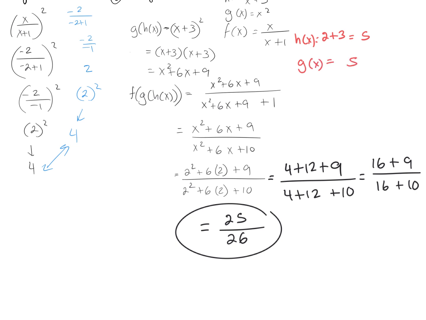So you get 5 squared, which is 25. And you plug the 25 into the f of x. And you end up with 25 over 25 plus 1, which gives you 25 over 26. So you can also plug them in one at a time and still match it. Sometimes it'll be easier, sometimes it'll be harder.